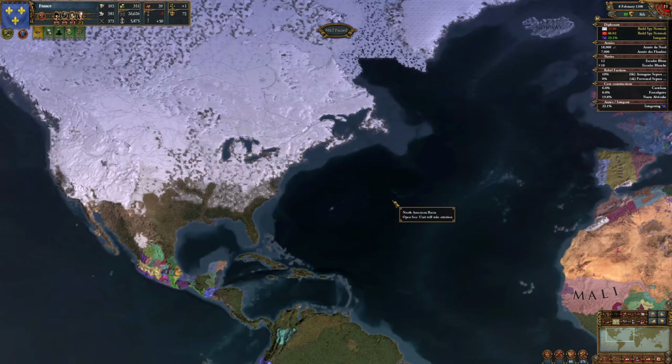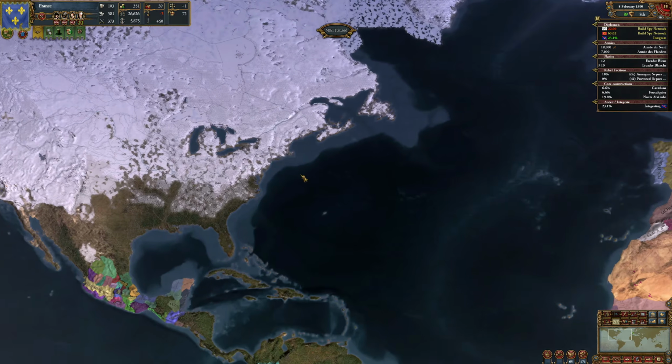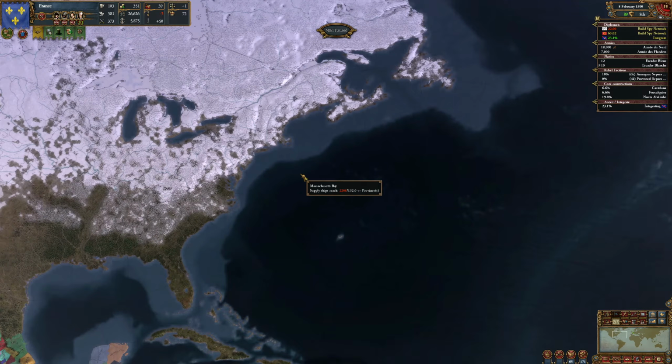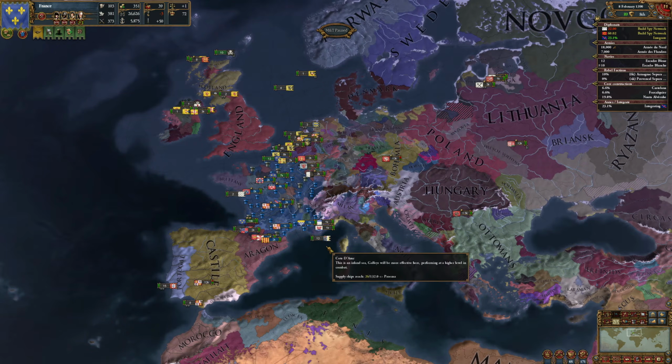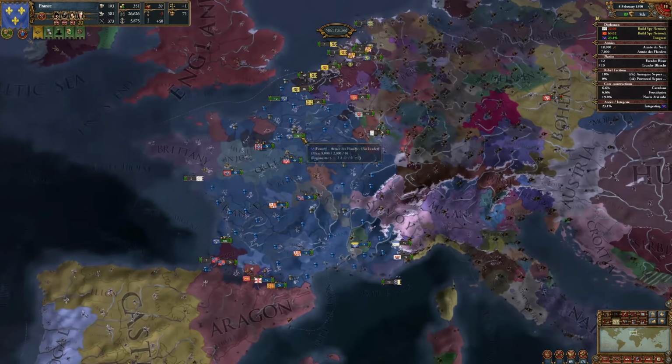It also adds a whole new colonization system whereby you have to send out expeditions and colonize new regions using those expeditions rather than just having colonial range to go wherever you choose.